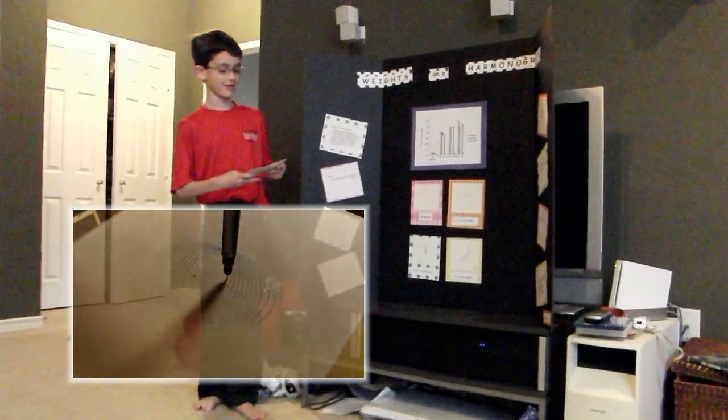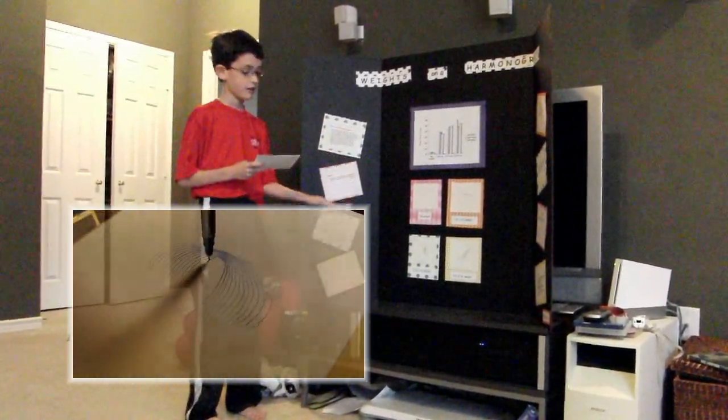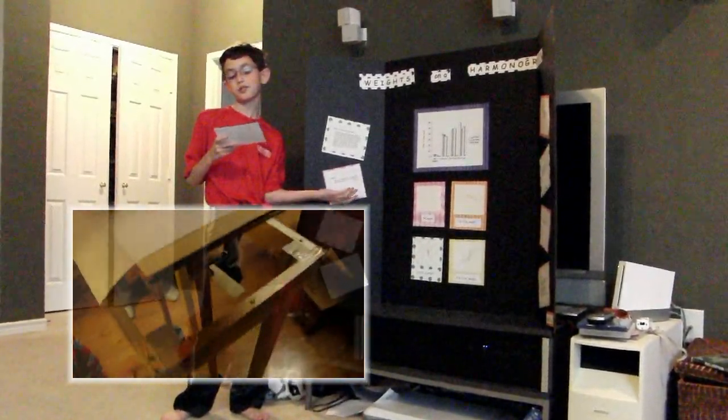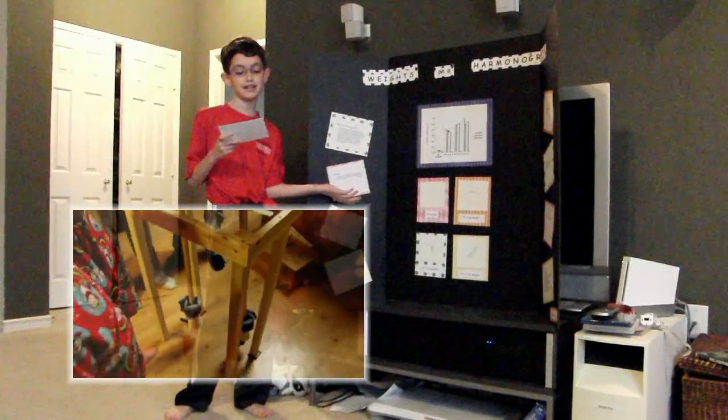Our problem was, when my dad and I were building the harmonograph, I wondered what would happen if we changed the weights.